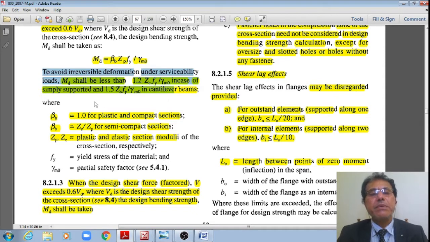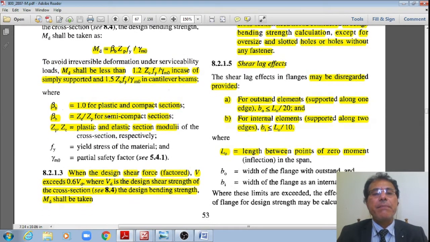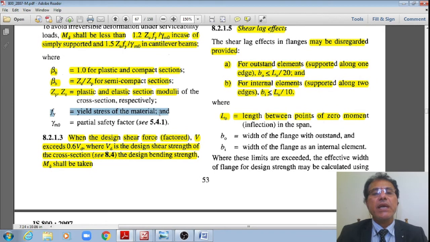This we have seen in the previous class also, where beta B is equal to 1 for plastic and compact sections, and beta B is defined as the ratio of the elastic section modulus to the plastic section modulus for semi-compact sections, right? Where Zp and Ze are the plastic and elastic section moduli of the cross section respectively, and Fy is the yield stress of the material, and gamma M naught is the partial safety factor.